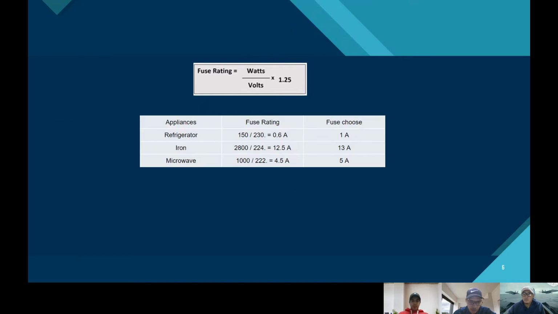After we found the value of voltage, we can find the value of the fuse rating. The formula of fuse rating is watt divided by volt, times 1.25. If you look at the table, we chose the value of the fuse based on the rating. Next slide.